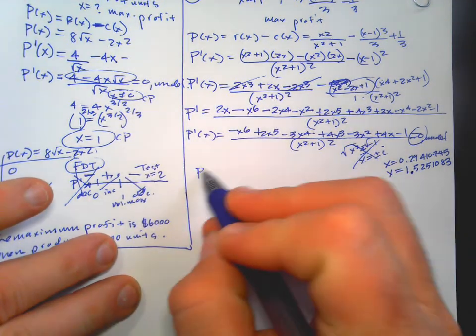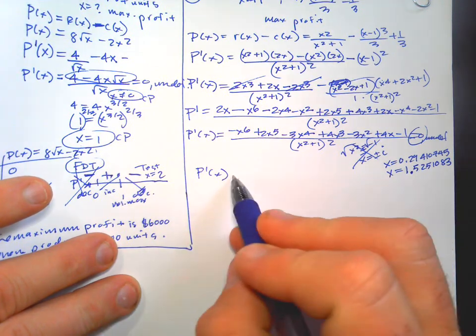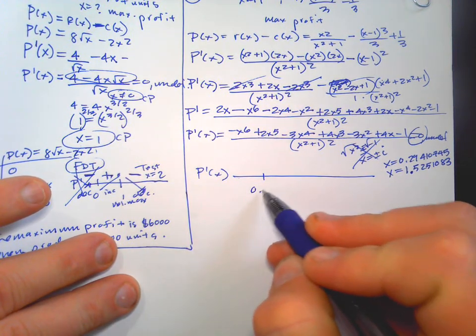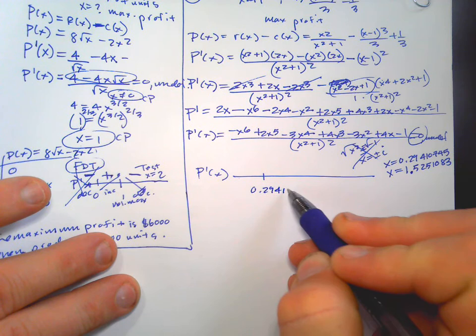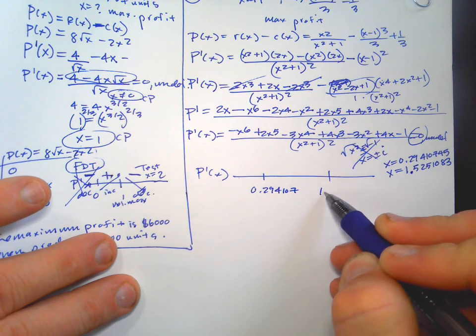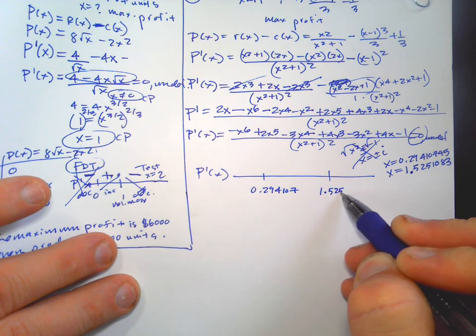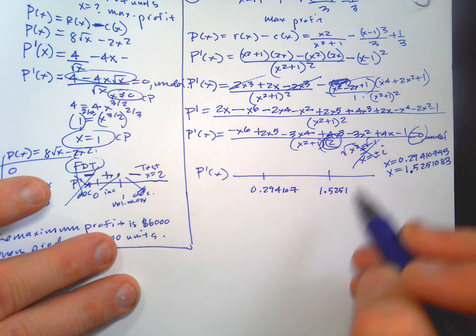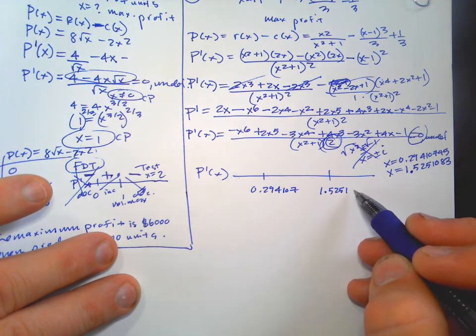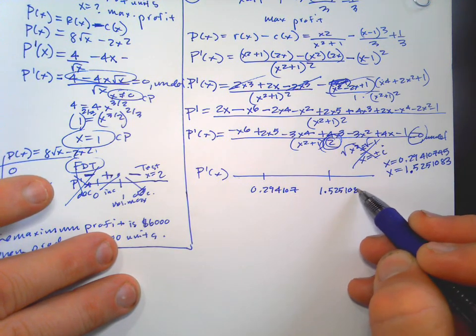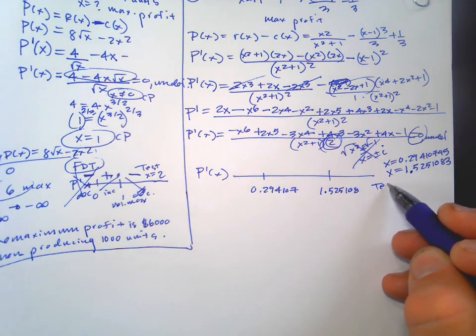Okay, P prime of x. We could try the first derivative test, even though we have multiple critical points. This one from the bottom, well, that's not anything. So we could test.